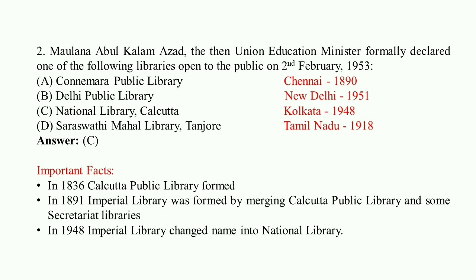In 1891, Imperial Library was formed by merging Calcutta Public Library and some secretariat libraries. In the year after independence, in 1948, Imperial Library changed its name to National Library of India. From 1948, we called Imperial Library the National Library of India.